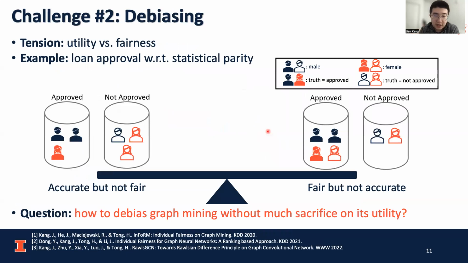And the debiasing challenge here considers the tension between the utility and the fairness. So for example, the results on the left are accurate, but they are unfair because male and female have a different acceptance rate, while the results on the right are fair, but they are not accurate enough because we are giving loans to some applicants who should not receive the loan. So it is important to achieve a good trade-off between fairness and utility for fair graph mining.